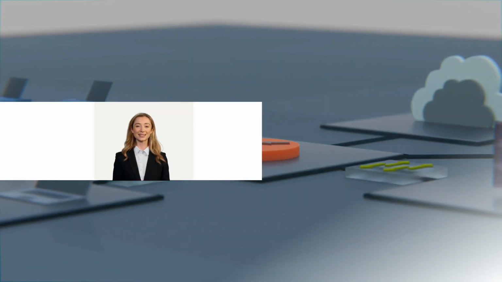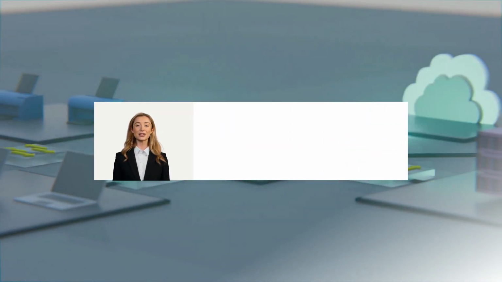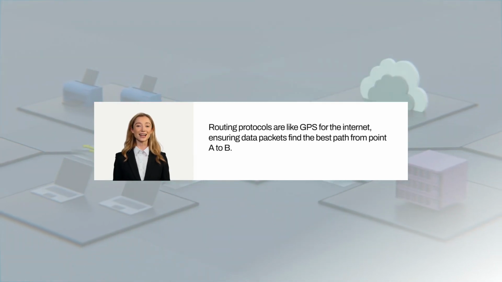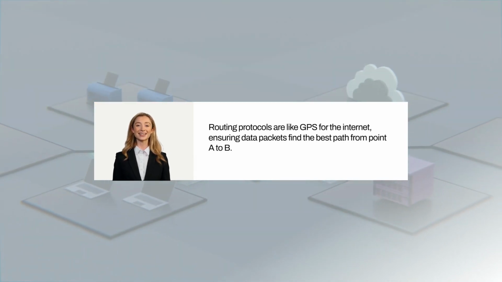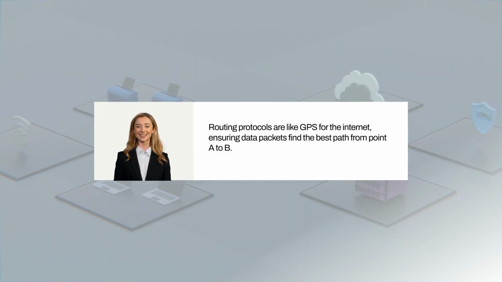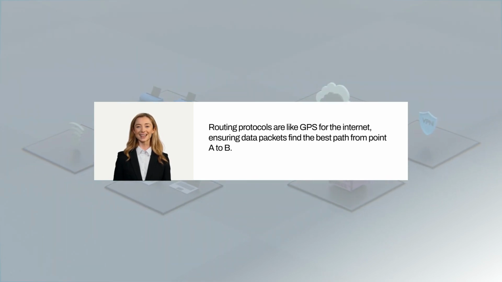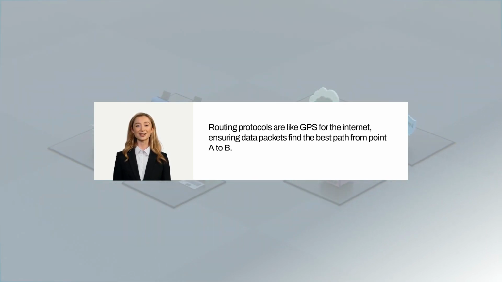Let's start with the basics, routing protocols. Picture the internet as a vast, complex road network. Routing protocols are your GPS, ensuring that every packet of data finds its way from point A to B. They're constantly learning the layout of this network, choosing paths that offer the best service. Think of it as finding the highway with the least traffic and the shortest distance.